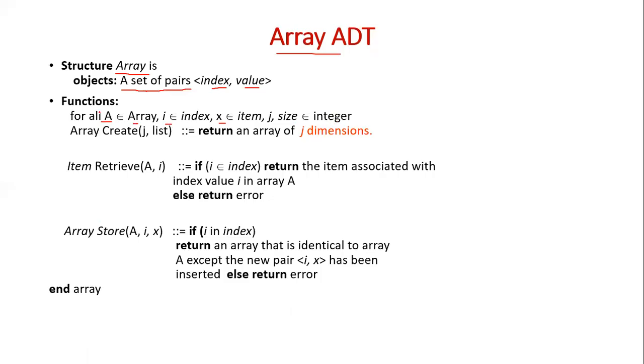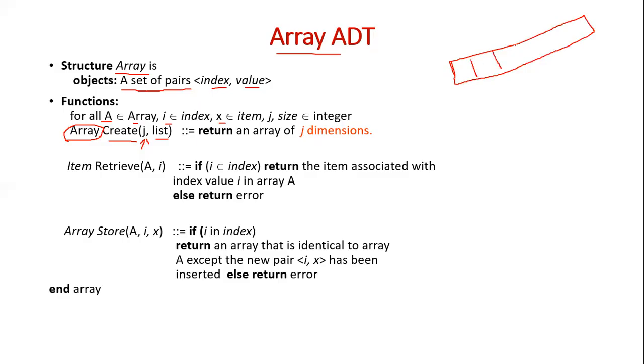Okay, so a typical array may have a function called create, which is used to create an array. So this is create of j comma list. This will create a j-dimensional array with this list of values. So it will return an array, and the dimension is j with this list of values. Okay. So if j is 1, it will create a one-dimensional array. One-dimensional array is something like this, which we have already discussed.